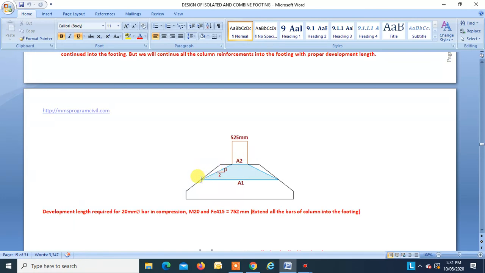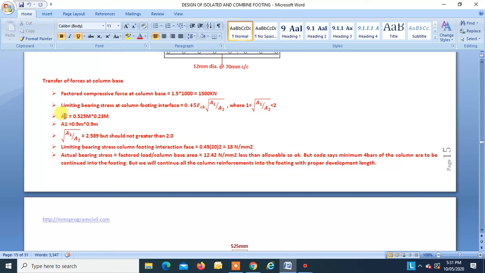Drawing the inclined line, wherever this line cuts the footing, the area at this level has to be taken as A1. So in our case A2 is 0.525 into 0.3 and A1 is found to be 0.9 by 0.9. So A1 by A2 is found to be 2.589. But this cannot be greater than 2, so we have to take this as 2.